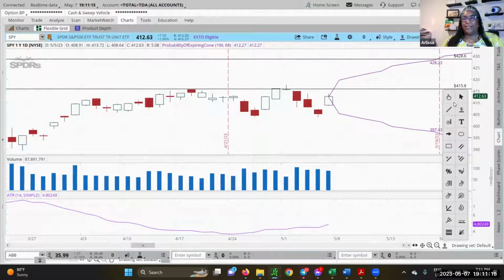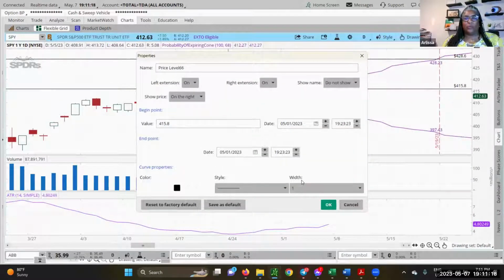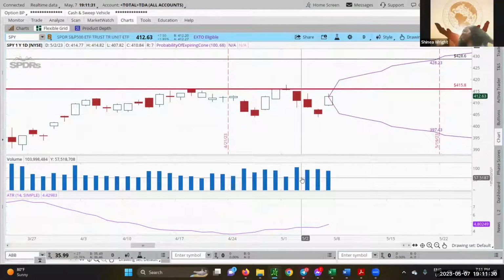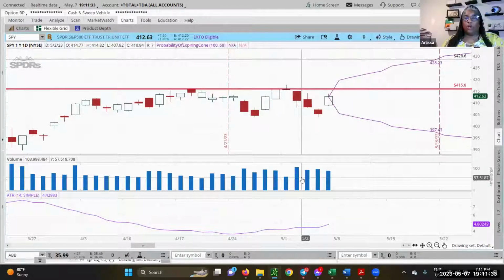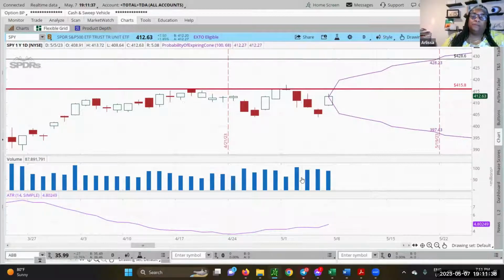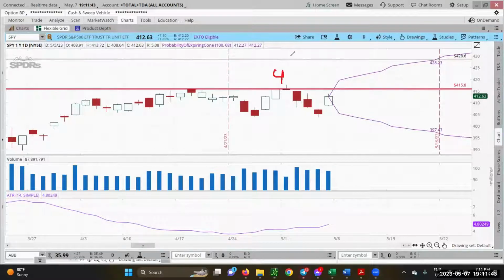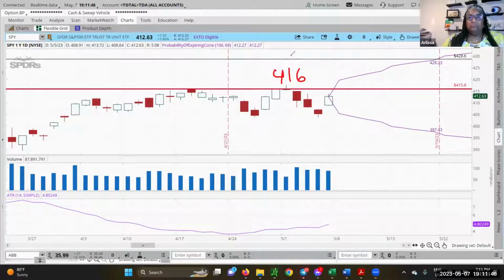Okay, so I'm going to double it up so we can see what we're looking at. This is a red. Our resistance is at 415.8. What should we pick for our call credit spread strikes? 416 or 417. 416 and then 417, or something above this, but we can start right there.